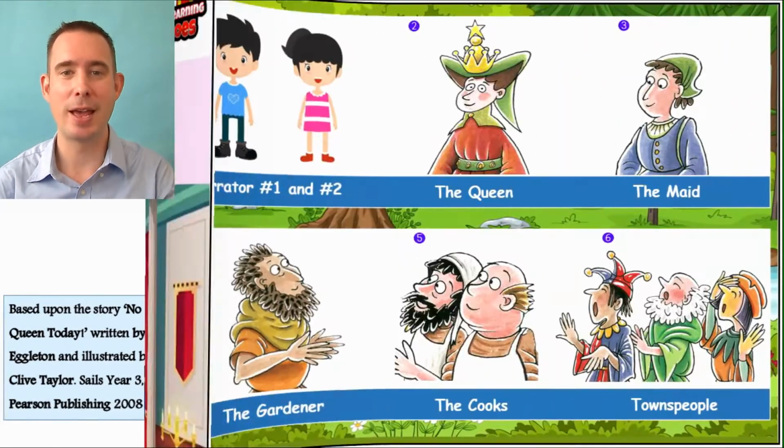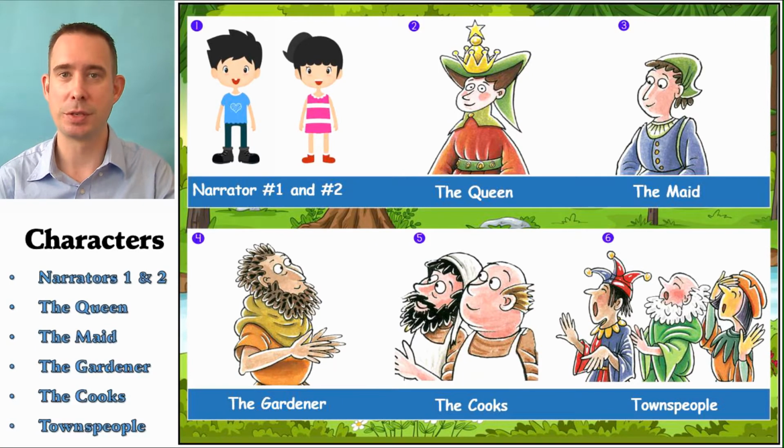We'll go through and we're going to start with the characters. Now we have a lot of characters in this story, so we could have a lot of friends to play along with us. Or maybe I just take some and you take some too. So of course we have our narrator, and I always like to split the narrator into narrator 1 and narrator 2. We have the queen, of course, and the maid.